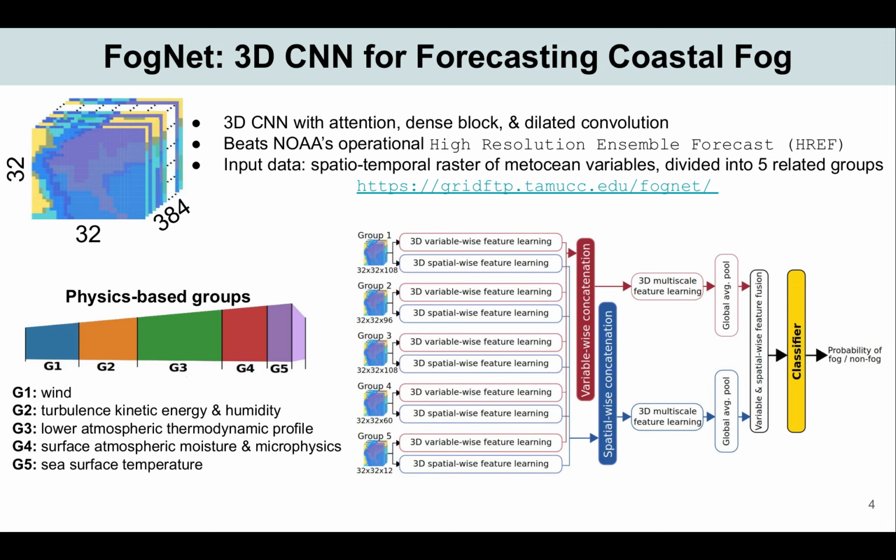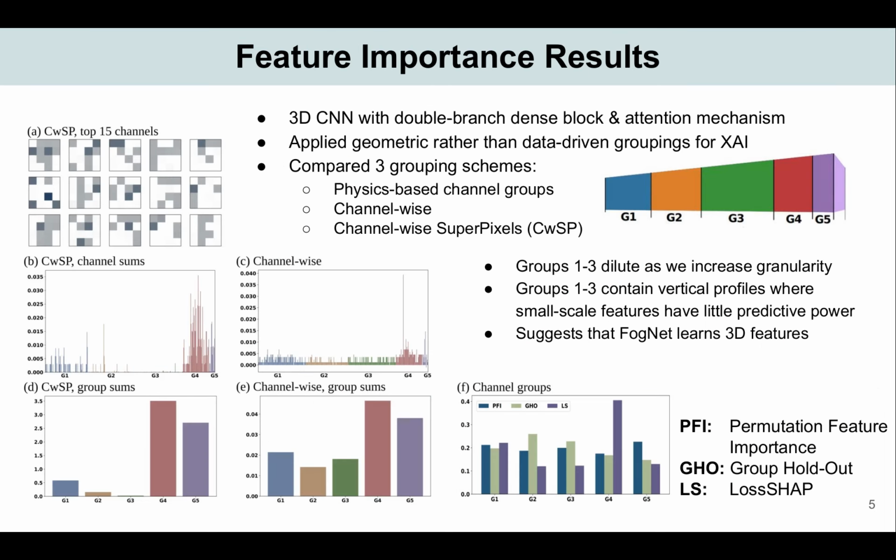Our case study is based on FogNet, a 3D CNN for coastal fog prediction. The input is a raster with 384 channels divided into 5 groups of related variables. Some of these, for example G1, wind, are 3D profiles with altitude and time step bands, so there is extensive autocorrelation in the data. Here we show XAI results from permutation feature importance, applied at 3 levels of granularity.